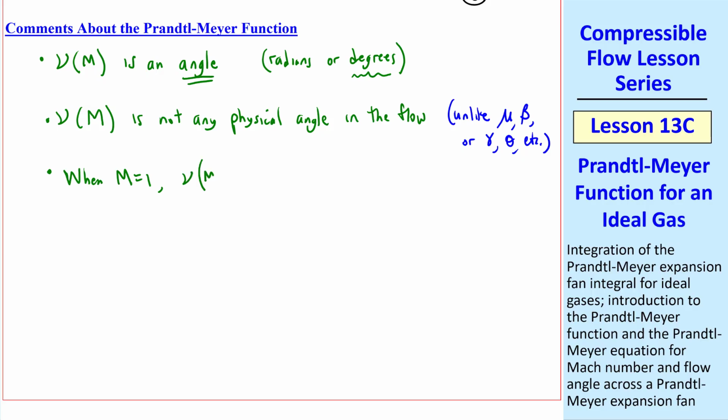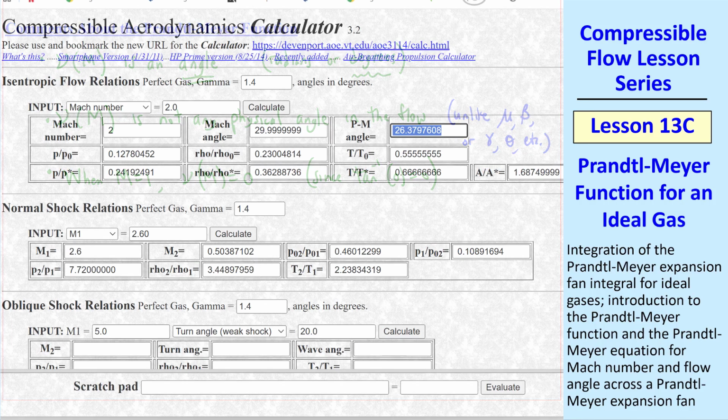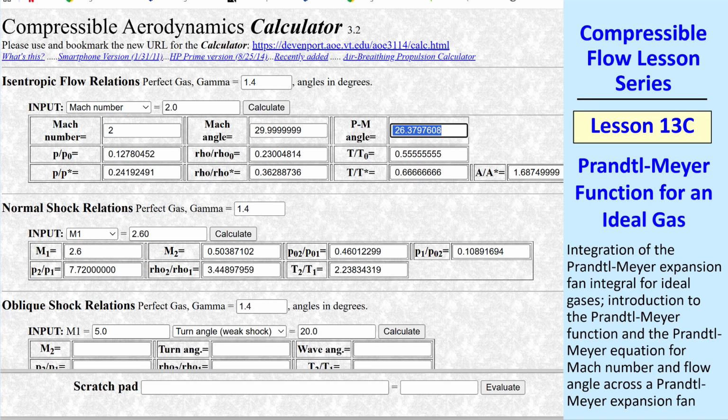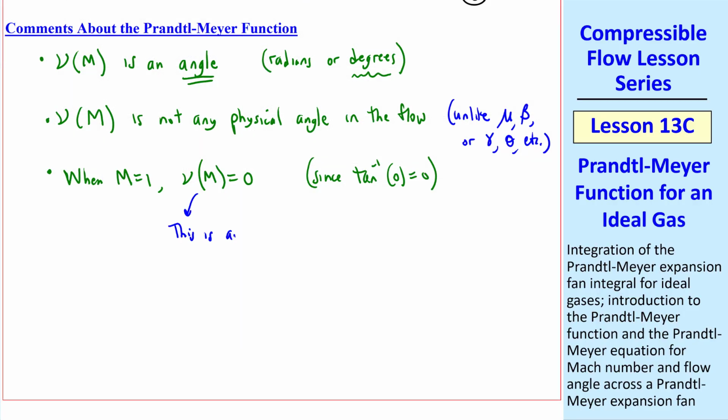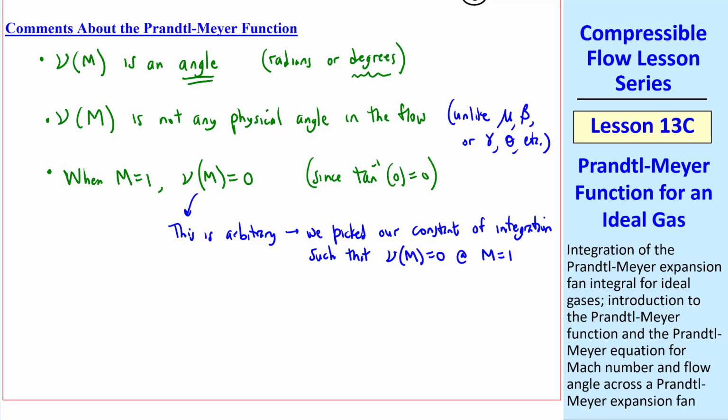When M equal 1, the Prandtl-Meyer function is 0, since the arctangent of 0 is 0. We can also verify that with our CAC by changing this Mach number to 1 and calculating, we indeed get a Prandtl-Meyer angle of 0. And I comment that this is arbitrary. You'll get a constant of integration when you do the integral, and we picked that constant to force nu of M to be 0 at M equal 1. We could have picked some other constant, but this is what is customary.